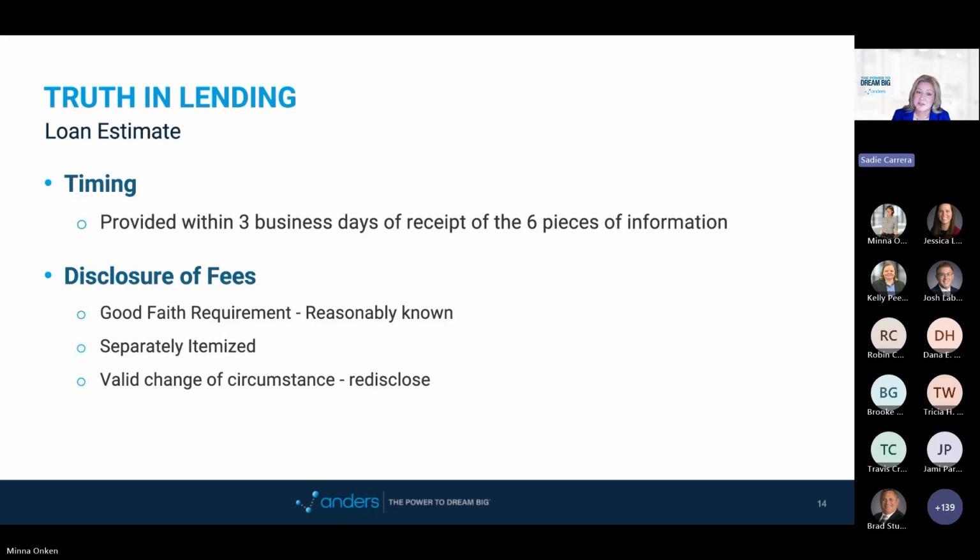Or if we know that taxes are going to be due at closing or payable within 60 days of closing per the rule, we must disclose that tax amount that's reasonably known to us to be due on our LE.